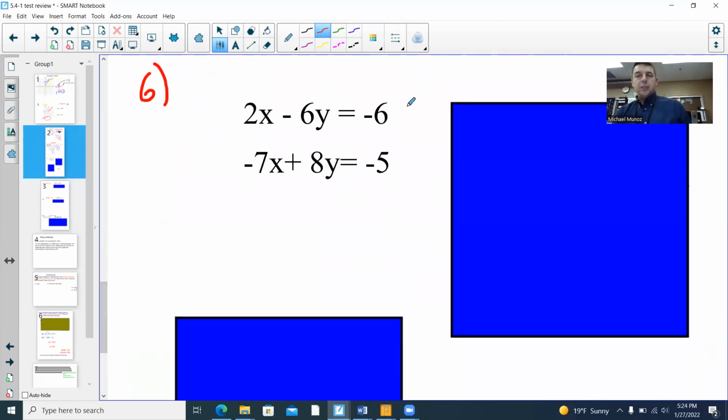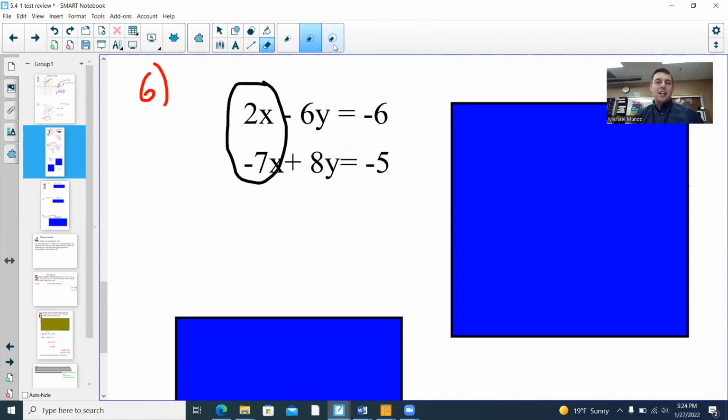These ones are the trickiest ones on here. So I cannot just look at one of these numbers. Let's say I'm looking at my x's. I have a 7, a -7. Well, the opposite of a -7 is a +7. I can't just multiply 2 by anything to get a +7. And the same goes for 6 and 8. So in this case, I have to change both of those numbers.